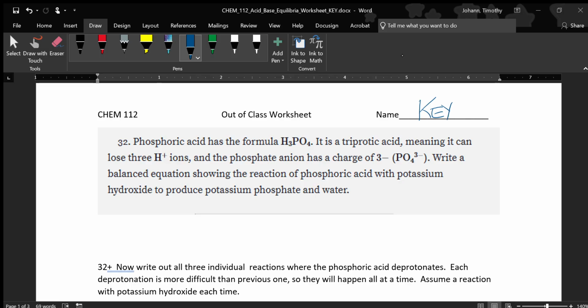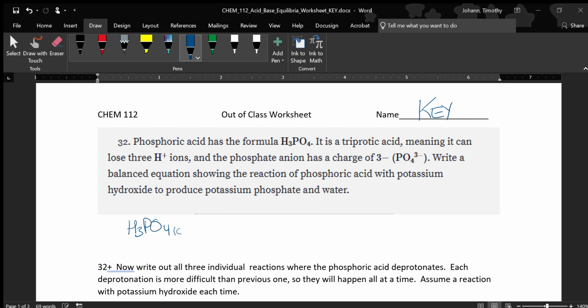Okay, so phosphoric acid is the formula H3PO4. It's a triprotic acid, meaning it can lose 3 H pluses. The phosphate anion has a charge of -3. Write a balanced equation showing the reaction of phosphoric acid with potassium hydroxide to produce potassium phosphate in water. So what's going on here is we're reacting with enough potassium hydroxide to completely react with all 3 protons. So we're going to go ahead and do that.